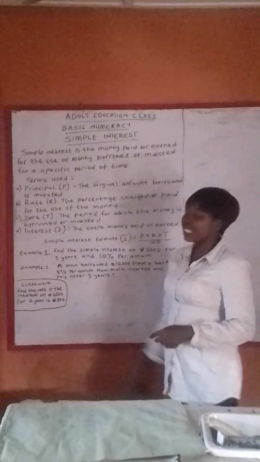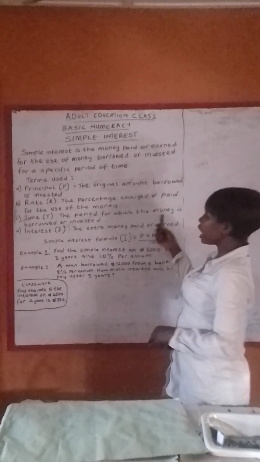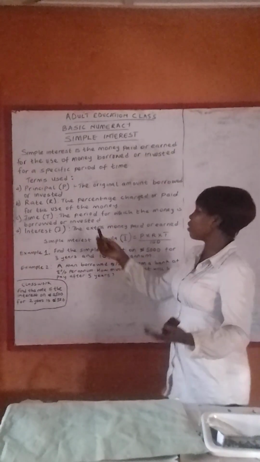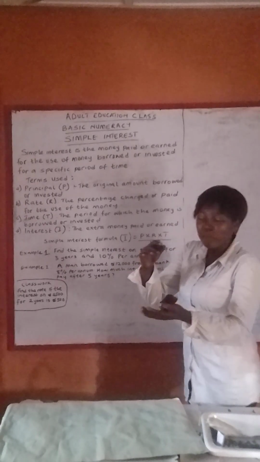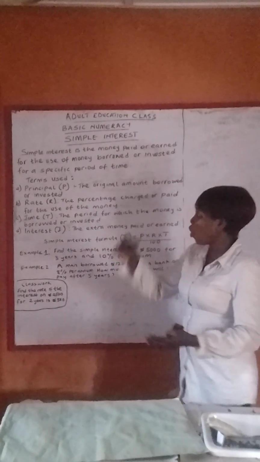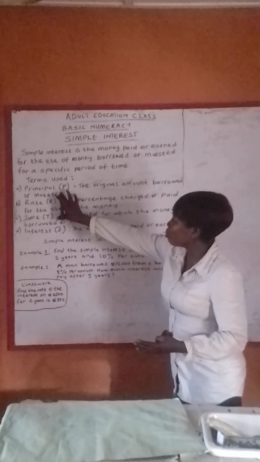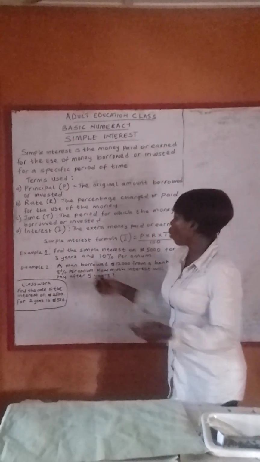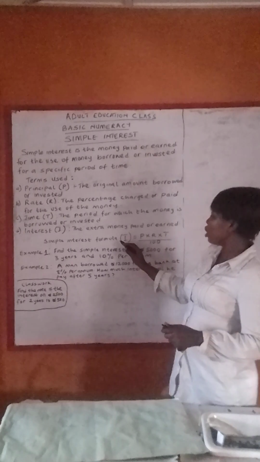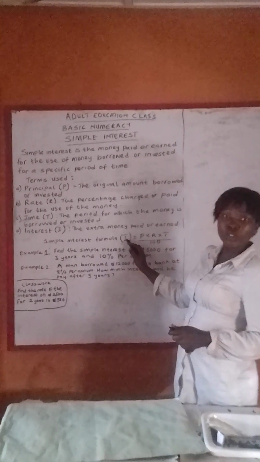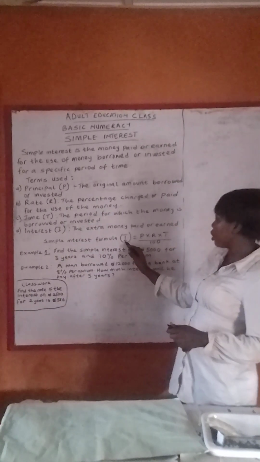We have time. Time is the period for which the money is being borrowed or invested. We have the interest. Interest is the extra money being paid or earned on a particular money that is being borrowed. So these are the terms we use, and those terms are what we bring into the formula. Simple interest is denoted mathematically as I.